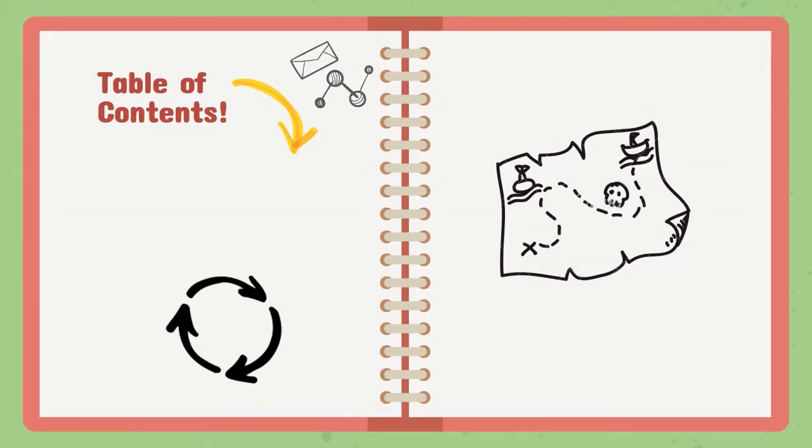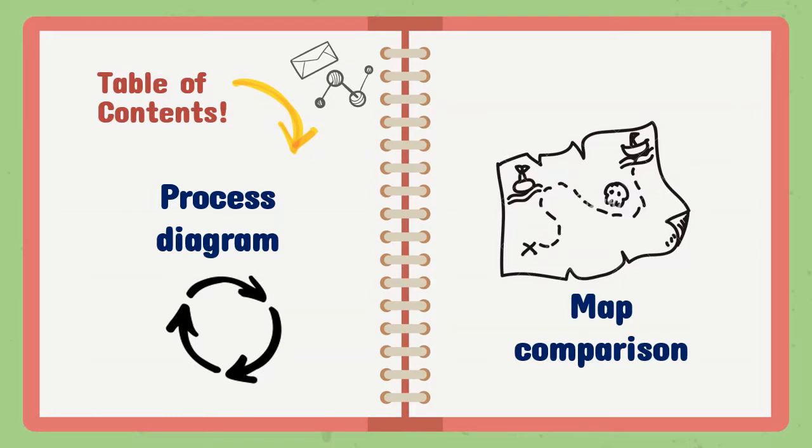As you have learned about how to describe information from both singular and multiple charts, we won't discuss them anymore. What we are going to learn today are process diagram and map comparison.